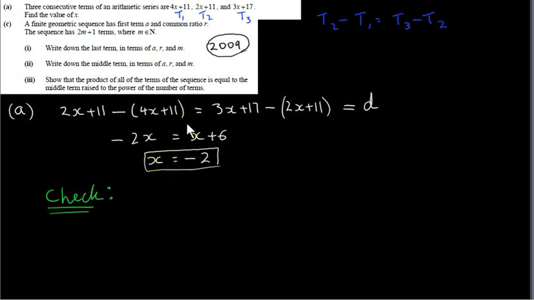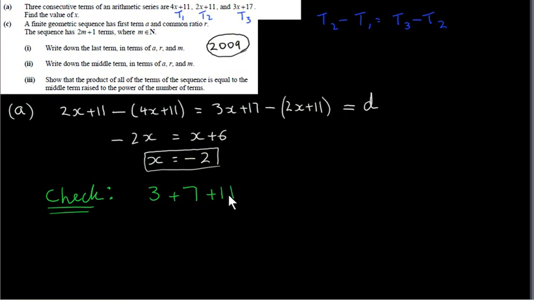As a check, we can plug x equals minus 2 into T1, so we get 4 times minus 2, which is minus 8, plus 11 is 3, so T1 should be 3. The next term is got by plugging minus 2 in here, so we have 2 times minus 2, which is minus 4. Minus 4 plus 11 is 7. Finally, we plug minus 2 into T3, so we have 3 times minus 2, it's minus 6. Minus 6 plus 17 is 11.